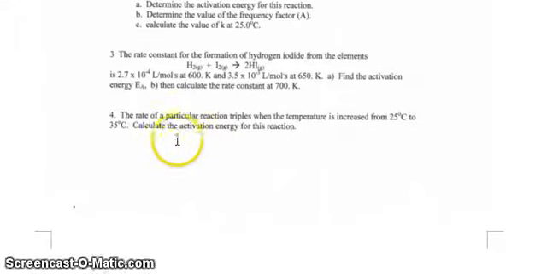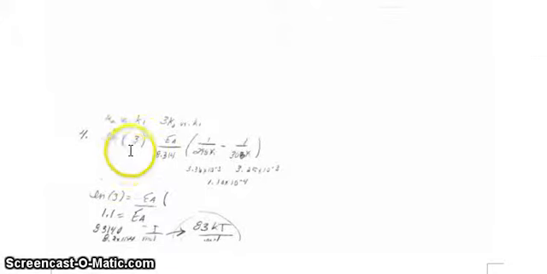And to share the answer for 4, it's 83 kilojoules per mole. We are given that the rate triples when the temperature is increased from 25 to 35. So we're given the ratio that we can apply directly to k. If the rate is tripling, we can say that k2 will be 3 times what k1 was. Then we can solve for activation energy.